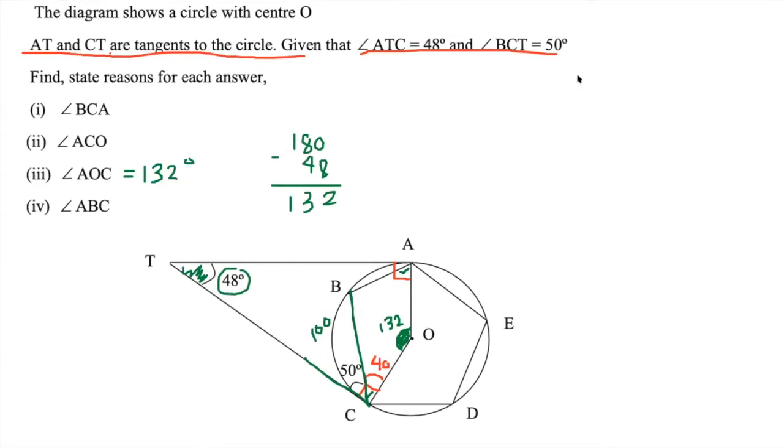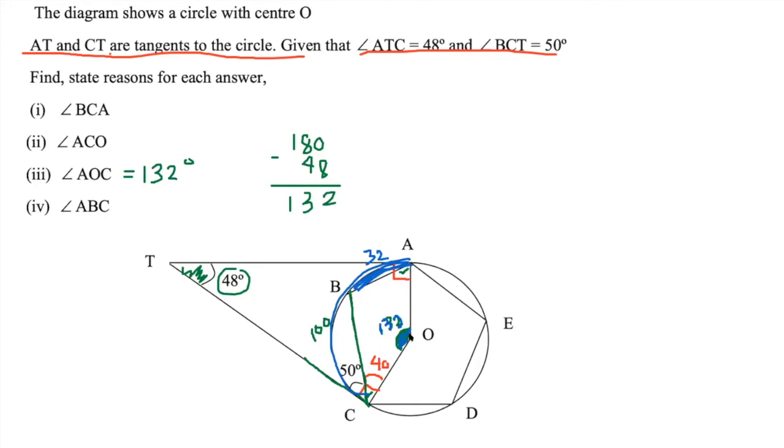It doesn't mean that I started with BCA. It doesn't mean that you really have to look for BCA first. Since this whole thing is 132, the central angle is 132. So if this is 100, then the small arc right here is 32. That's 32. We can also find ABC directly.